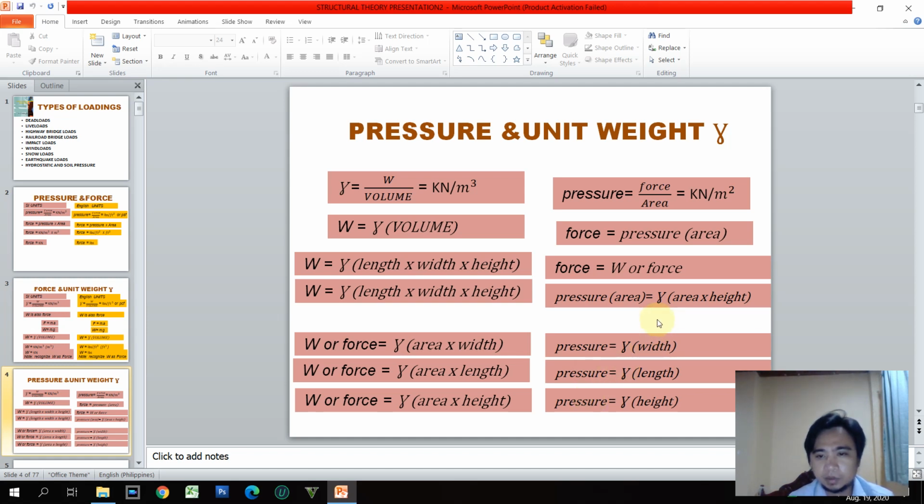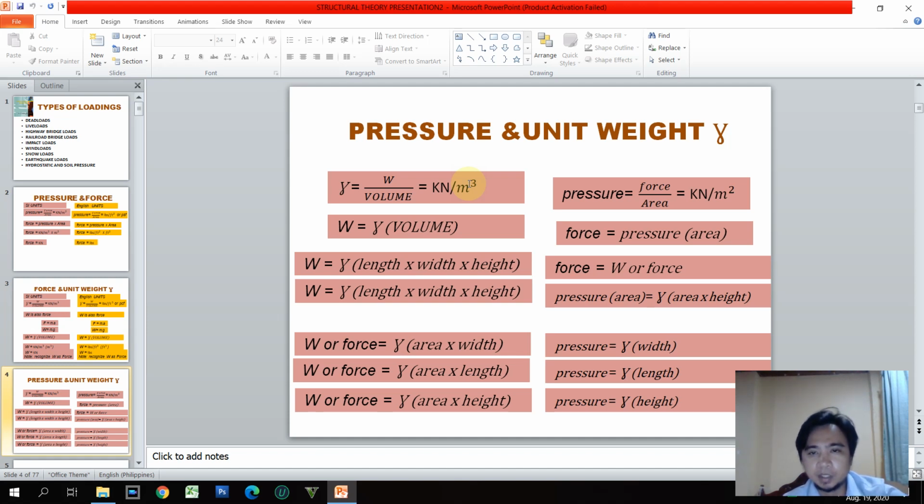Okay, so if you do not want to memorize that one, just refer to the unit. The unit for gamma is kilonewton per cubic meter. So you want to ask yourself how to make it into pressure. Of course, the unit for pressure is that the degree of the bottom variable is reduced by 1, or square, in terms of square meter.